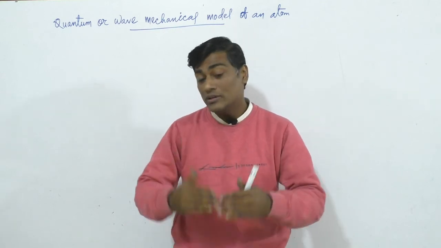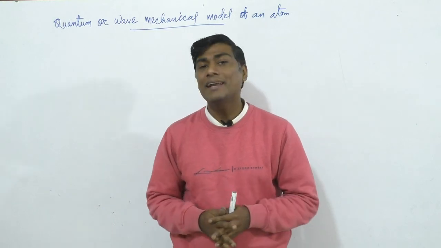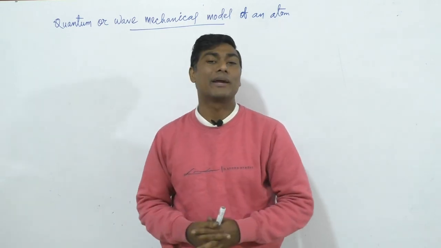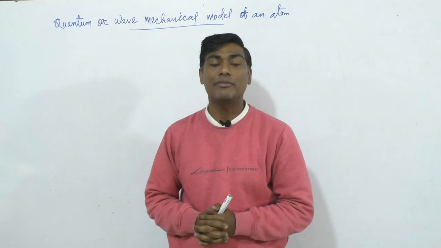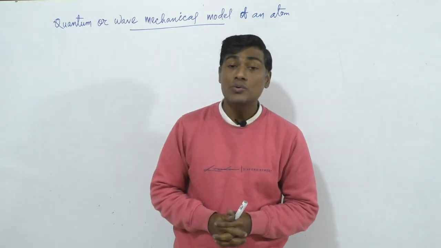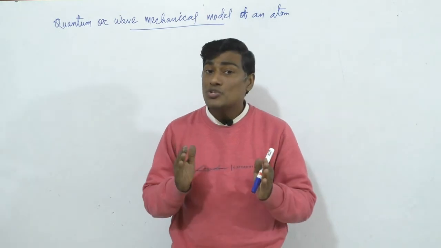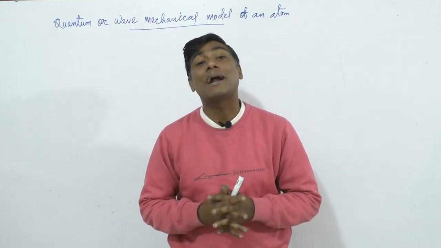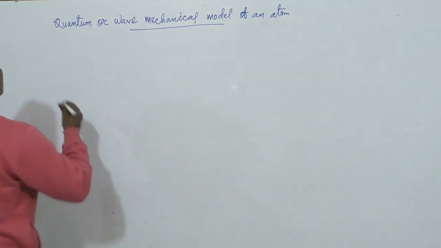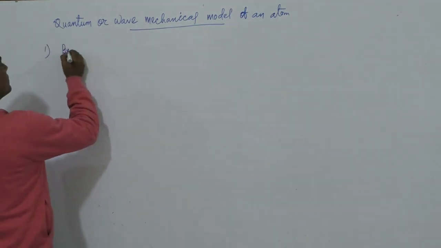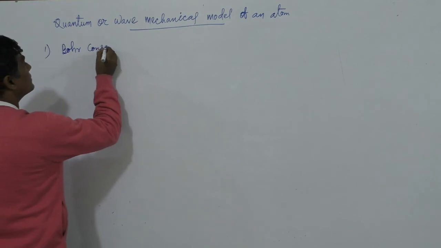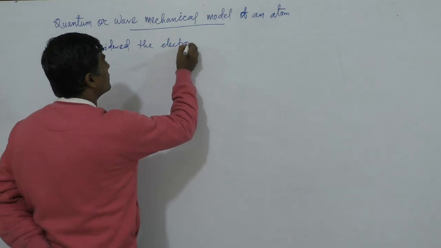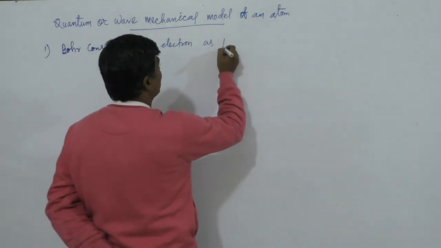We'll point out something, and go straight to the Schrodinger wave equation and the idea of the wave mechanical model of the atom, right? So the first point is that Niels Bohr considered the electron just as a particle, right?